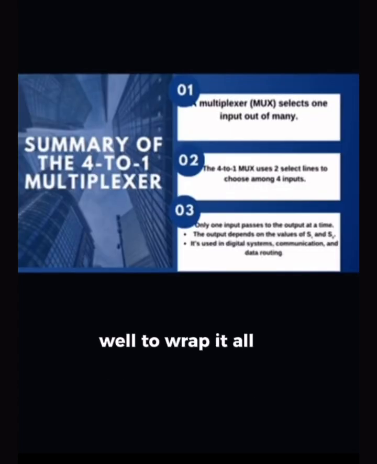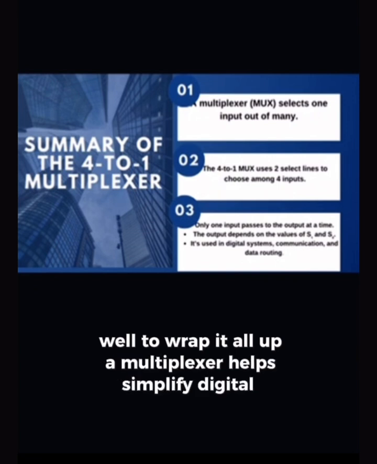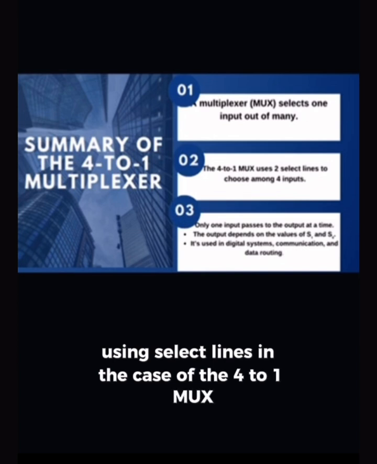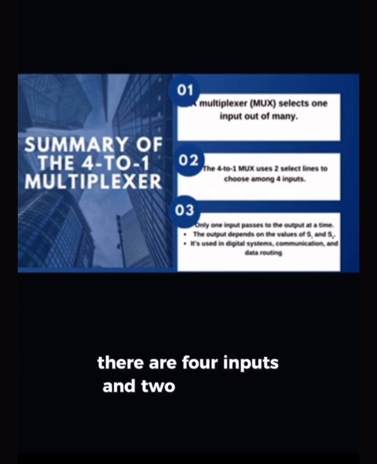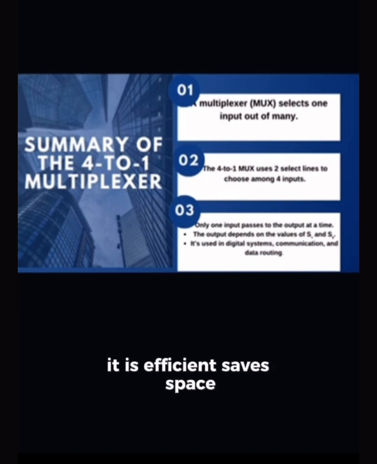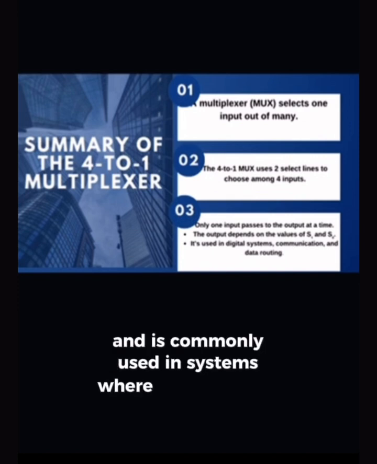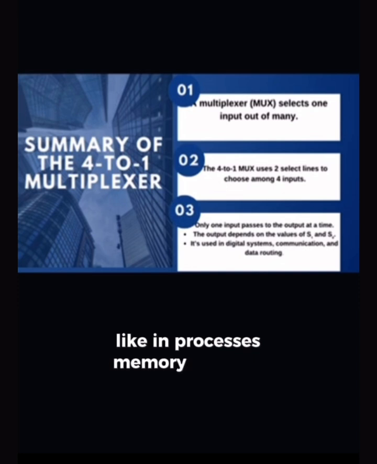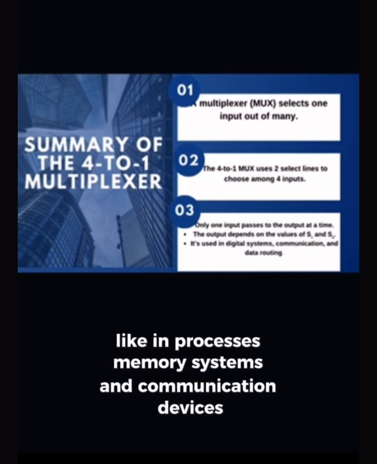Well, to wrap it all up, a multiplexer helps simplify digital circuits by allowing us to select one input out of many using select lines. In the case of the 4-to-1 MUX, there are 4 inputs and 2 select lines. It is efficient, saves space, and is commonly used in systems where data needs to be switched or controlled, like in processors, memory systems, and communication devices.